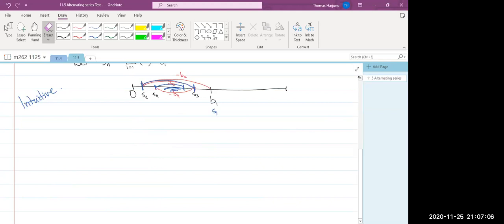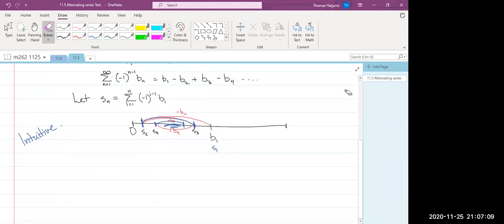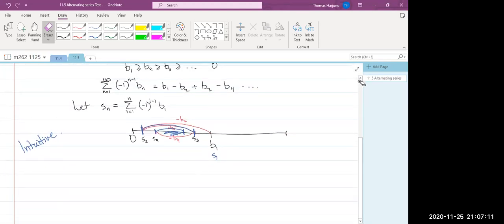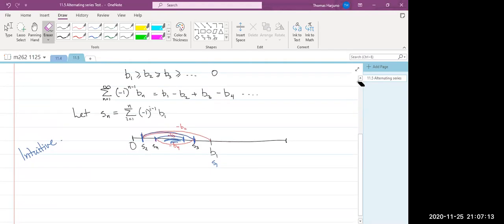So to prove that the alternating series is convergent, all you need to show is that the sequence is eventually decreasing. You don't need it to be strictly decreasing, just eventually decreasing, and converging to zero. That's all you need to do.